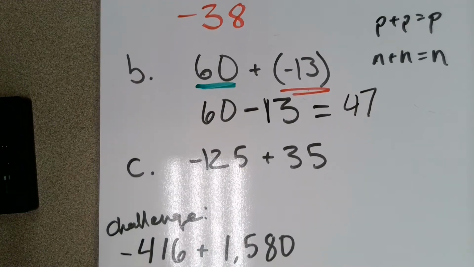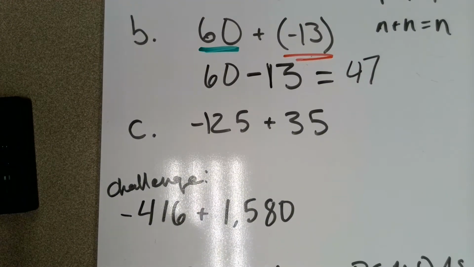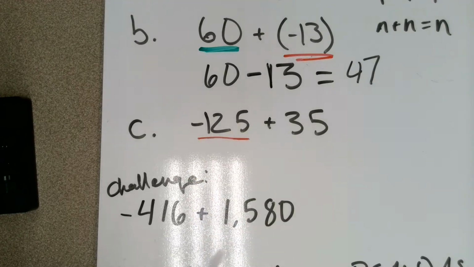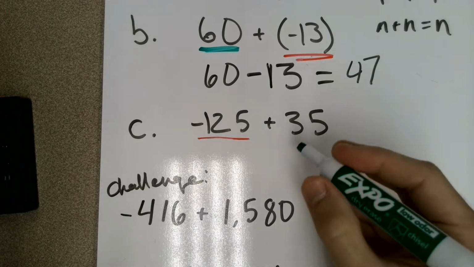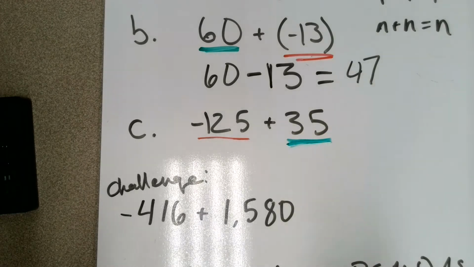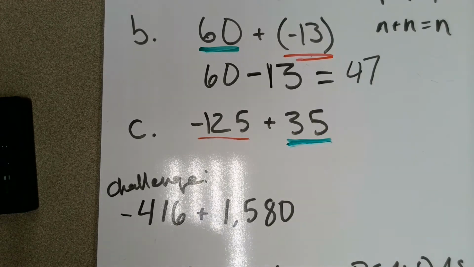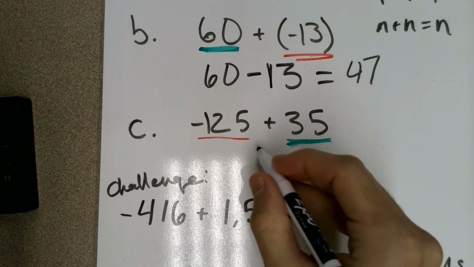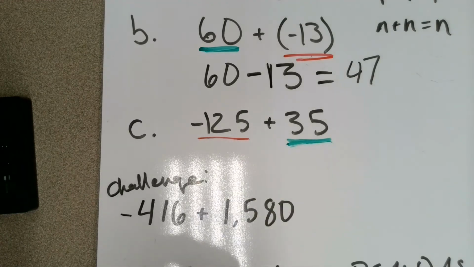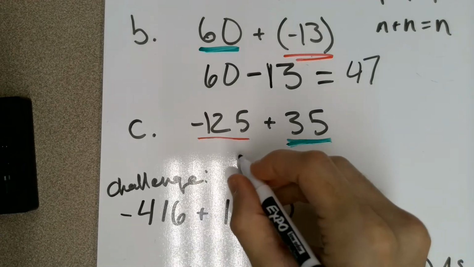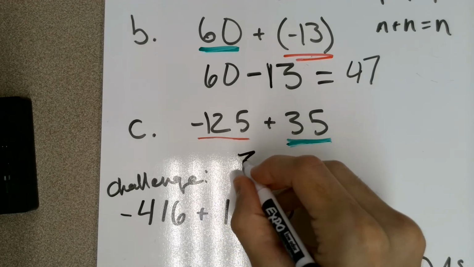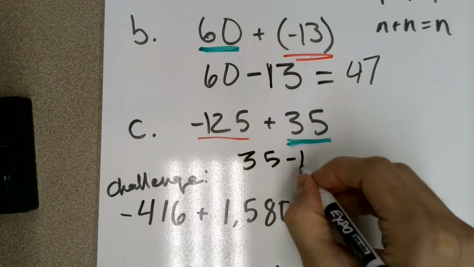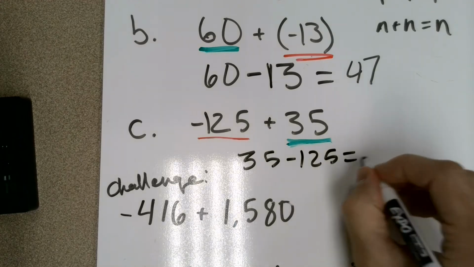And our last example, now this one's kind of a little different. We got a negative and a positive. So we can't know for sure if this is going to be positive or negative. Here's what I want to do here. There's a few different ways you can do this. We could rewrite this as 35 minus 125, if that's easier for you to think about.